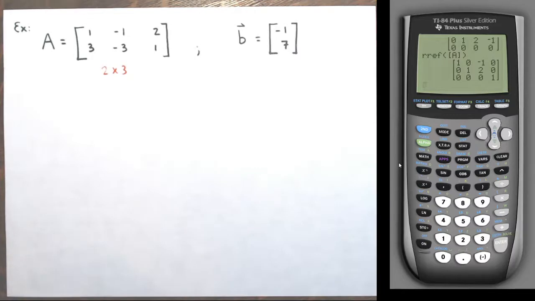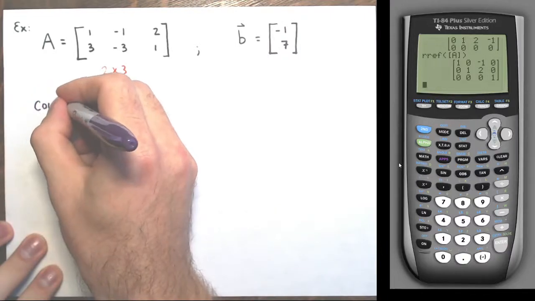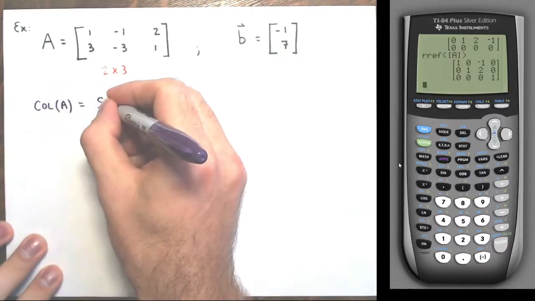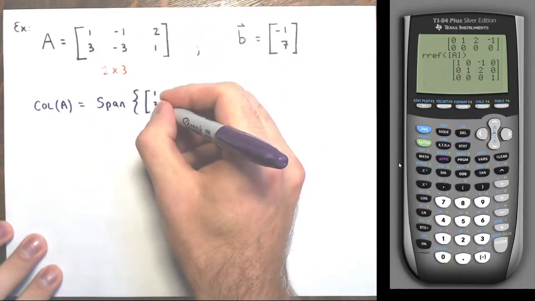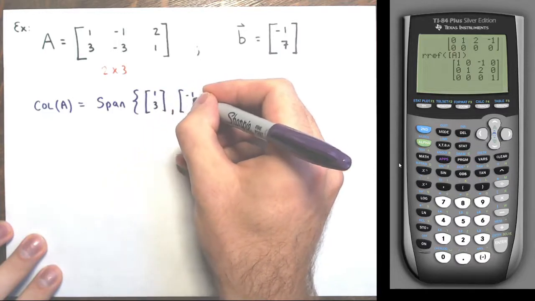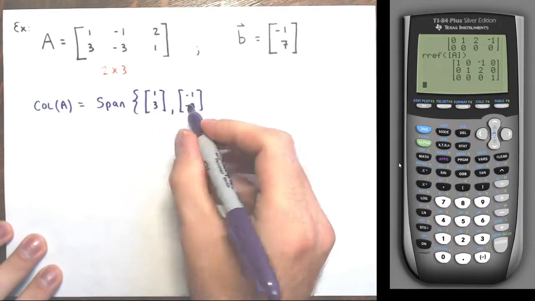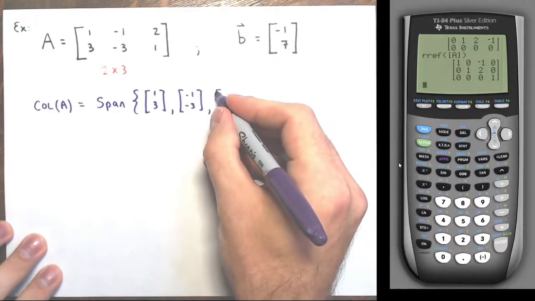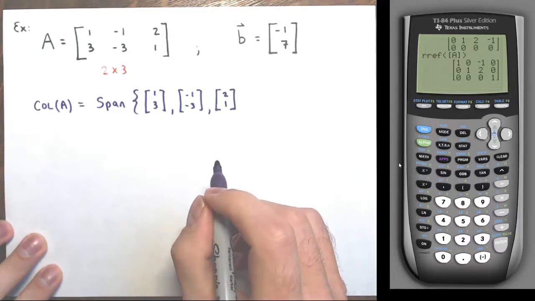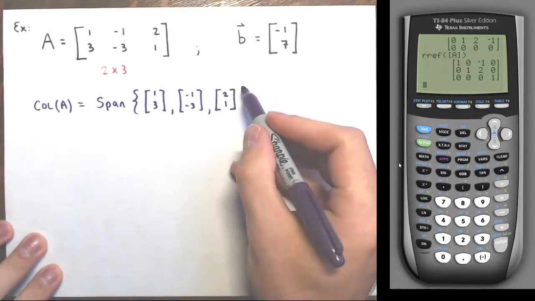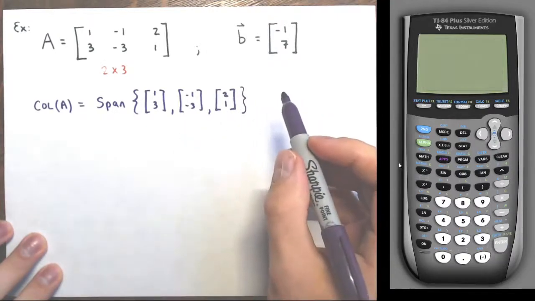So I will again describe the column space. The column space of this matrix would be the span of the set with these three vectors: 1, 3, -1, -3, and 2, 1. Now you might be able to tell that you don't really need that one, because it's just a scalar multiple of this first one. But that's not the point right now. In my next video I'll talk about finding a basis for a column space, where we'll get into which vectors are really unnecessary to build the whole space.